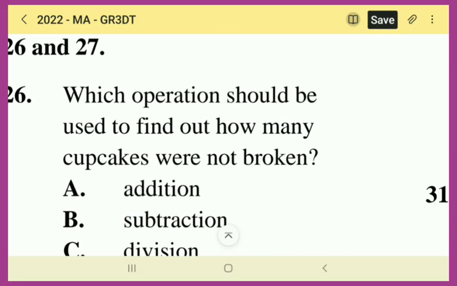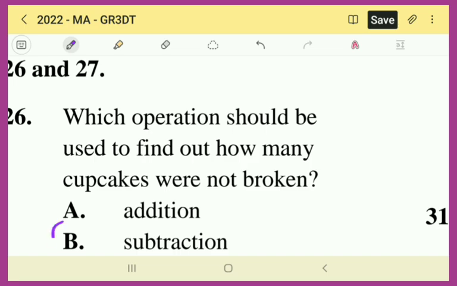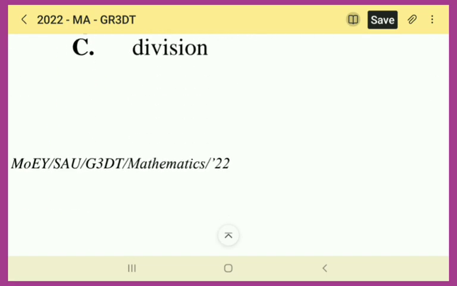So which operation should be used to find out how many cupcakes were not broken? To find out how many were not broken, you're going to do subtraction. You're going to take the broken ones, which would be the 7, from the whole set of cakes, all that were in the pan, which were 35. And so we're going to be using subtraction, which is the same thing as take away, or you say a minus.